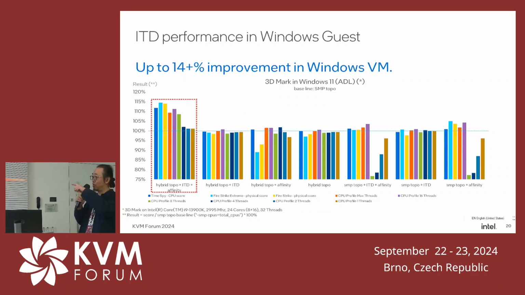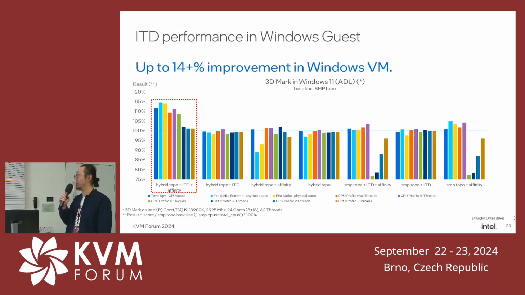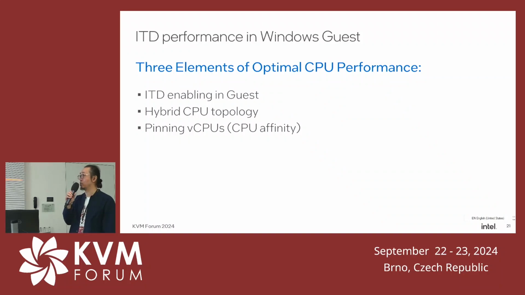So we did a lot of combination testing. The baseline is without hybrid topology, only SMP topology, and we also add several options like enabling ITD virtualization or setting the CPU affinity. From our conclusion, this is 3DMark in Windows 11, and we can see that all those things combined reached the best result for us. So with the hybrid, we need to combine these three elements to get the best result.